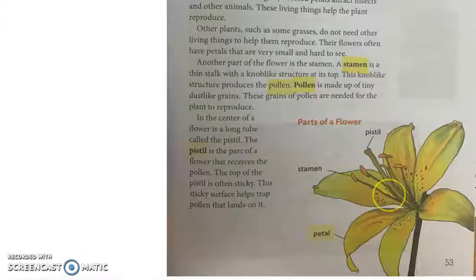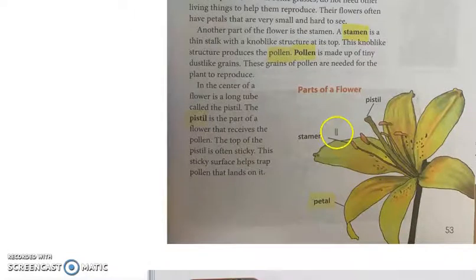Okay, so let's look at the textbook drawing. This yellow leaf part, the most colorful part and the biggest part, is called petal. And the purpose is to attract insects and animals. And there are two other parts, and the first one is stamen. And that is this knob-like stick. And this yellow part is where the pollen is. And then we have the stamen and the pistil.